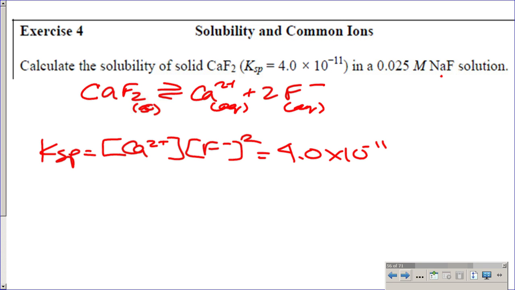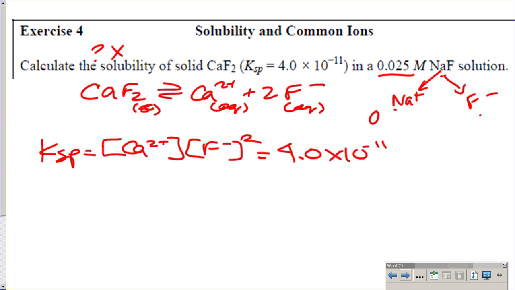When they ask for calculating solubility of this solid calcium fluoride, what are we solving for yet again? Right, we're solving for X. That's our question. However, X is affected by the presence of this other solution. So instead of the solution being just water, we actually have a solution of two things: sodium ion and fluoride ion. If you have a 0.025 molar solution of that, what is the molarity of each of these ions?